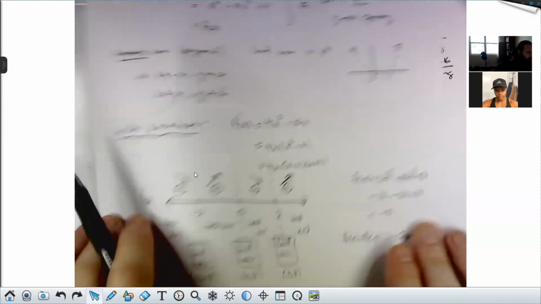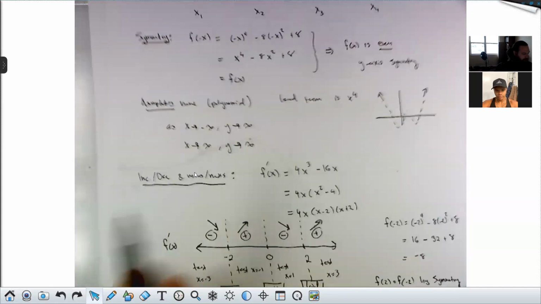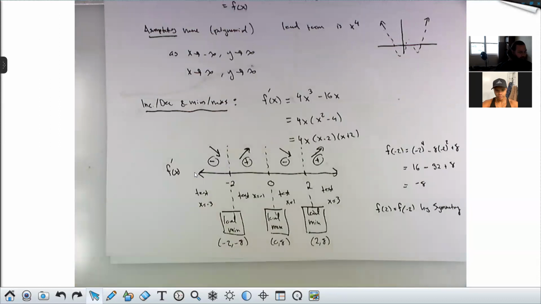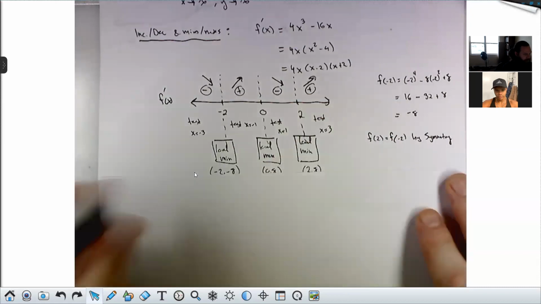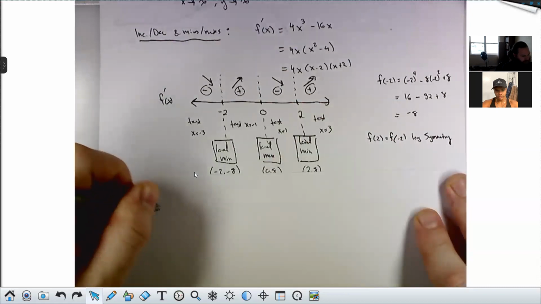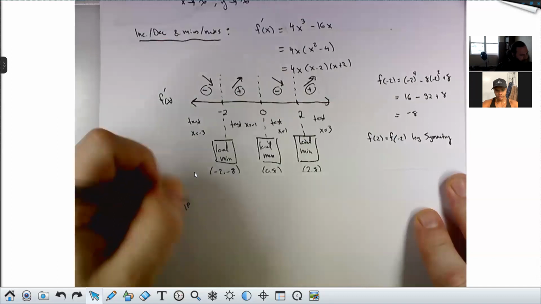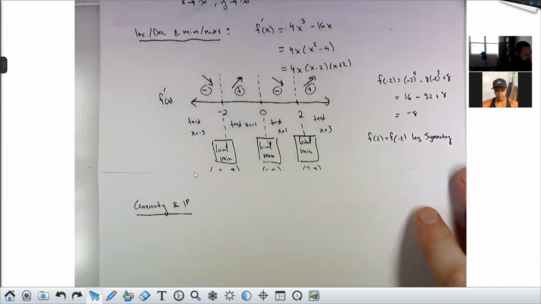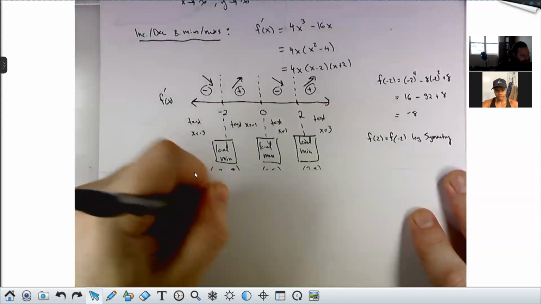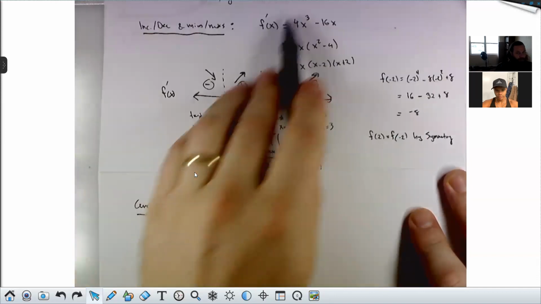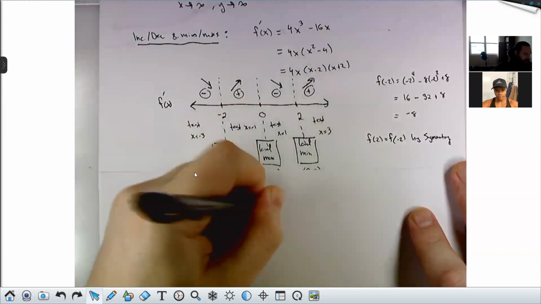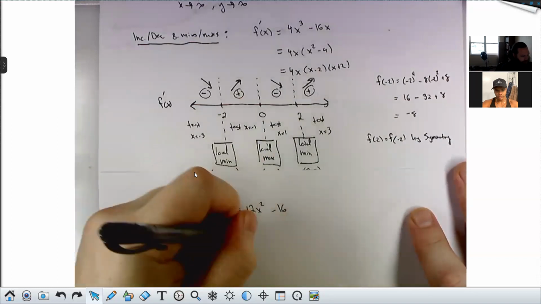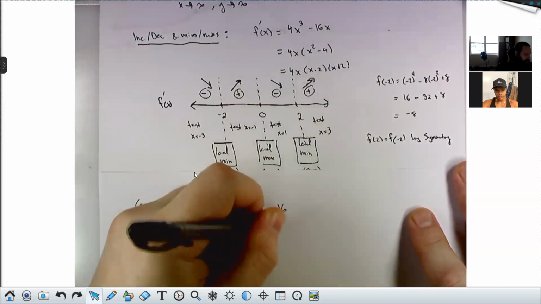The last thing I need to do is come up with my concavity information. To get that concavity information, I differentiate again. I hope you don't mind me eschewing the labels here. Just trying to move quickly. f double prime, I take the derivative of the derivative, I'll get 12x squared minus 16, from which we can factor a 4, and I get 3x squared minus 4.